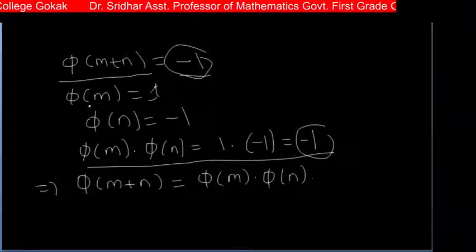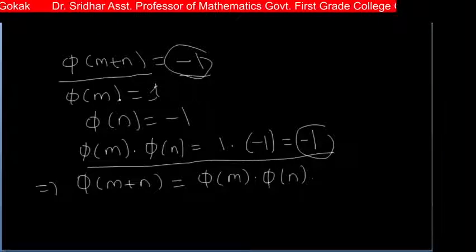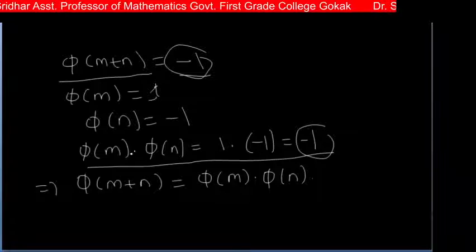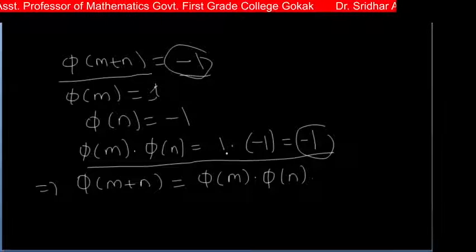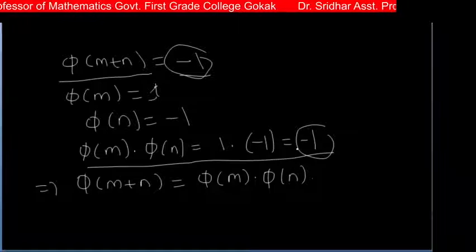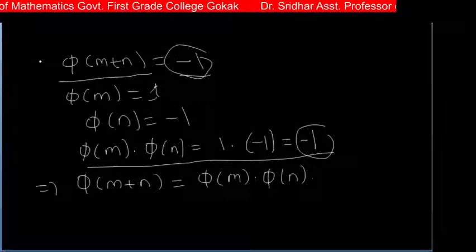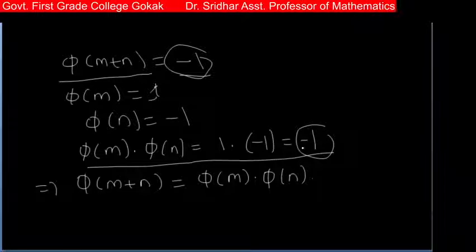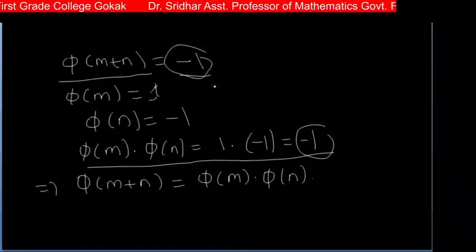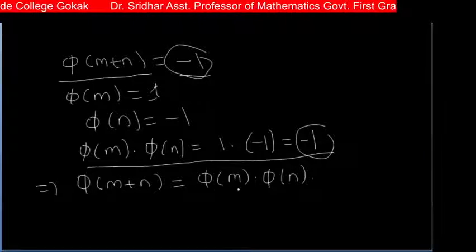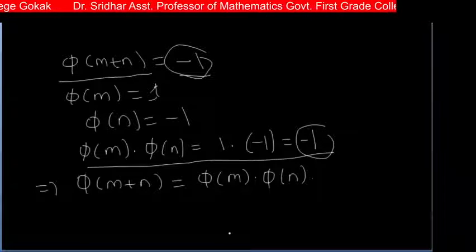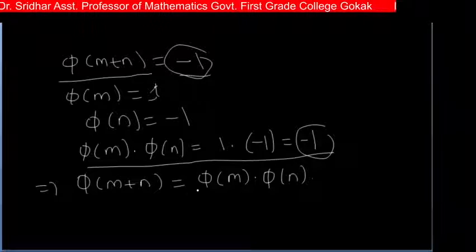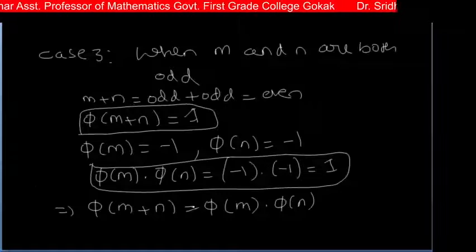Next take phi of m. What is phi of m? As m is even we have taken, m is even means phi of m is 1. Next n is odd we have taken, so phi of n gives minus 1. Now phi of m into phi of n is equal to 1 into minus 1, which is equal to again minus 1. So therefore by this condition what we have got? Phi of m plus n is also minus 1, phi of m into phi of n is also minus 1 we got. So therefore from these two it implies phi of m plus n is equal to phi of m into phi of n. So therefore the condition of homomorphism is also proved for the second case, that is when m is even and n is odd.